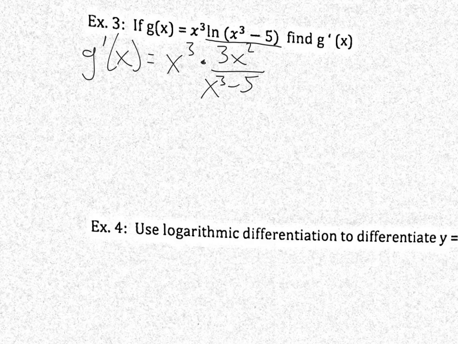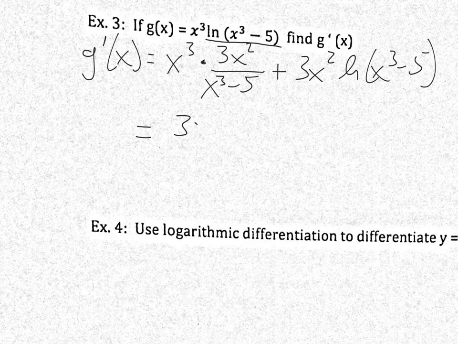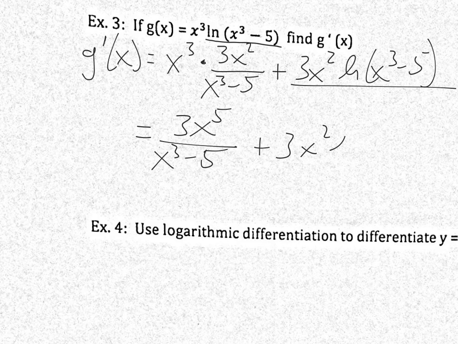Right there. Plus, now we take the derivative of the first one, that's the x cubed. The derivative of x cubed is 3x squared, times the second one, ln of x cubed minus 5. There's our product rule. Now let's just clean this up just a little bit. So in the first fraction we're going to have 3x to the 5th over x cubed minus 5, plus, well, we can't really do anything with this. We'll just put 3x squared ln of x cubed minus 5.